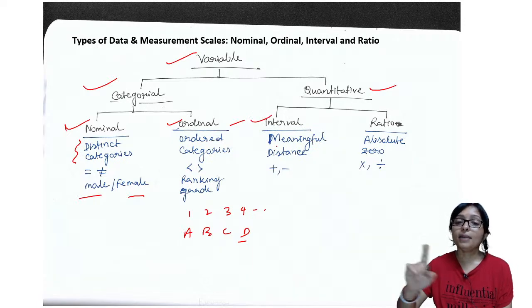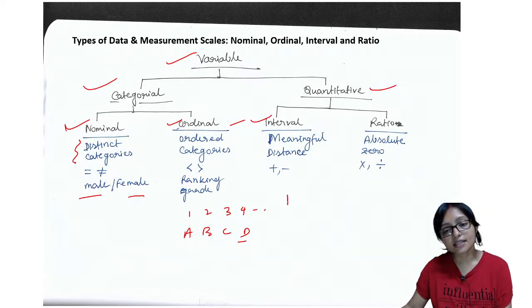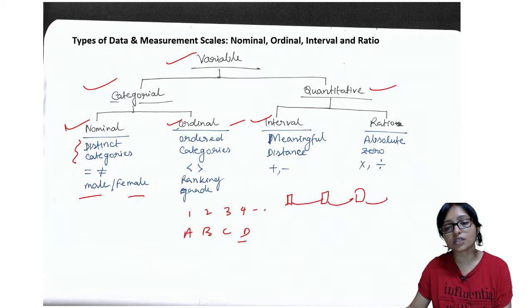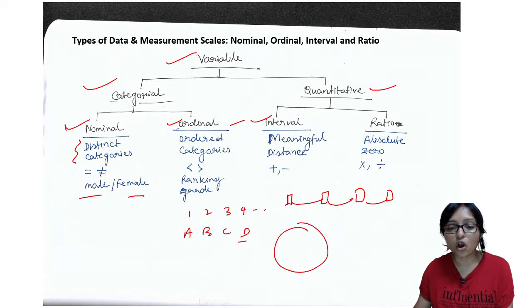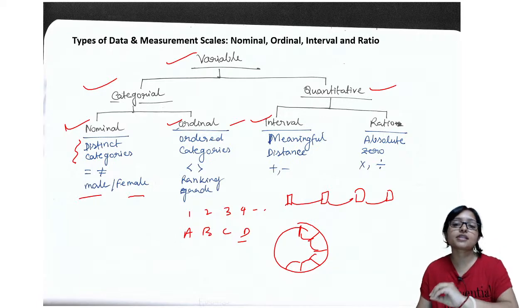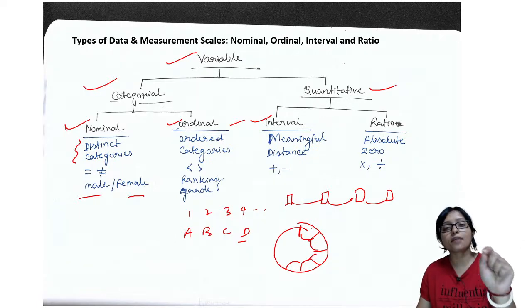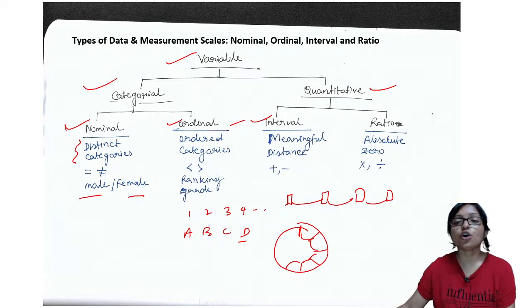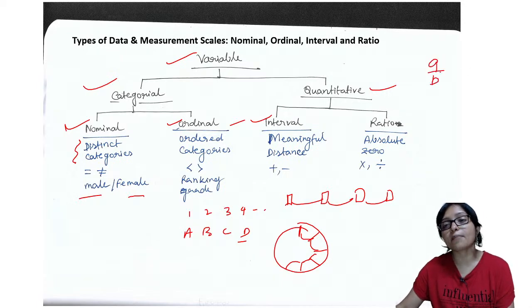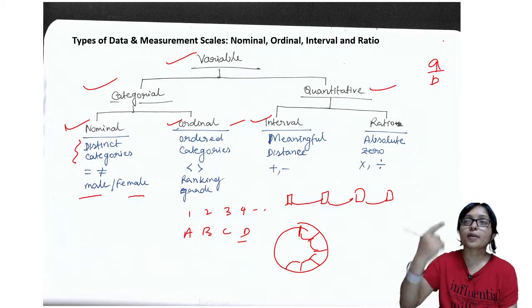Interval means meaningful distance. After 10 kilometer another pole is there, exactly after 10 kilometer another pole is there. Or in a clock, the difference is always 5 minutes between every one. So the same meaningful distance is there, the interval between the two measurements, meaningful distance is there, that is called the interval.